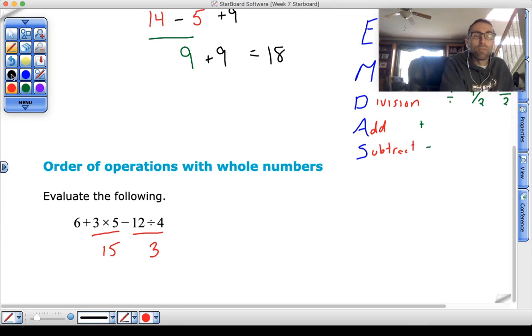And then you're going to bring down everything you didn't use, which is your 6 and your plus, and then your minus symbol. So 6 plus 15, you should get an answer of 21. Bring down the minus 3. And when you have 21 minus 3, you should get an answer of 18.